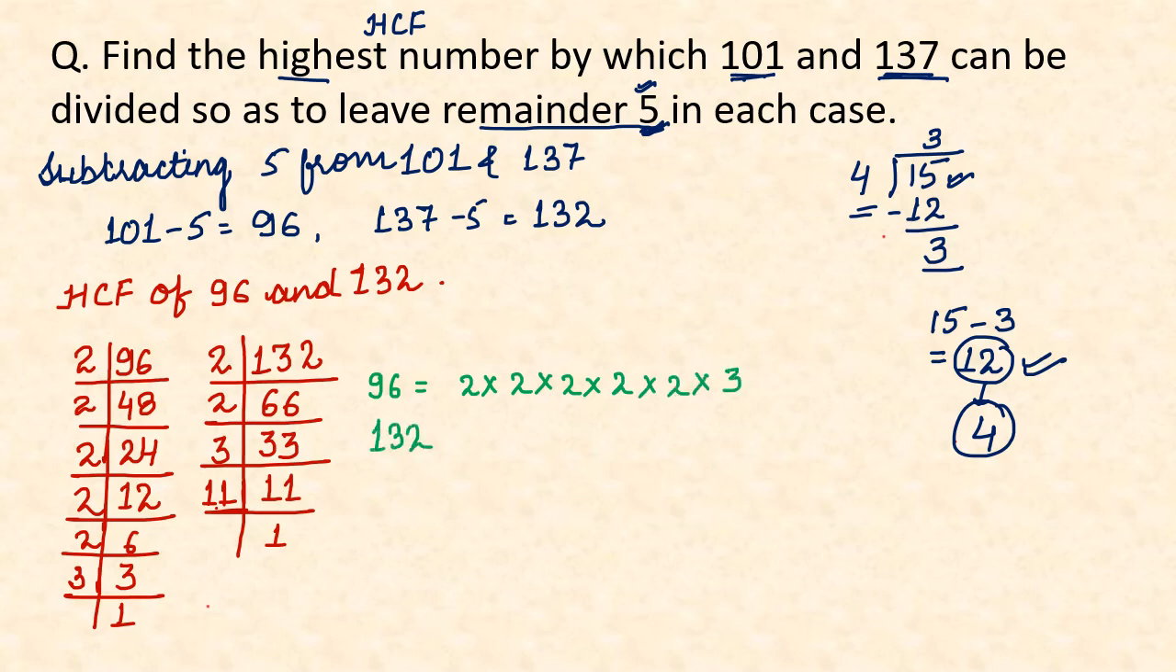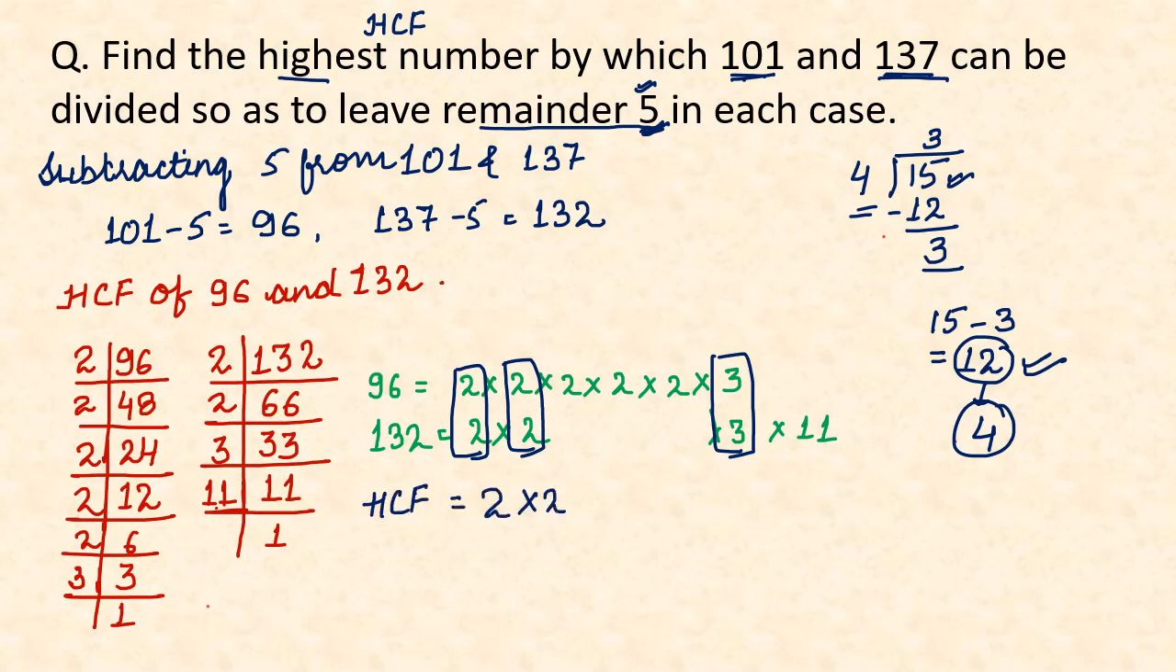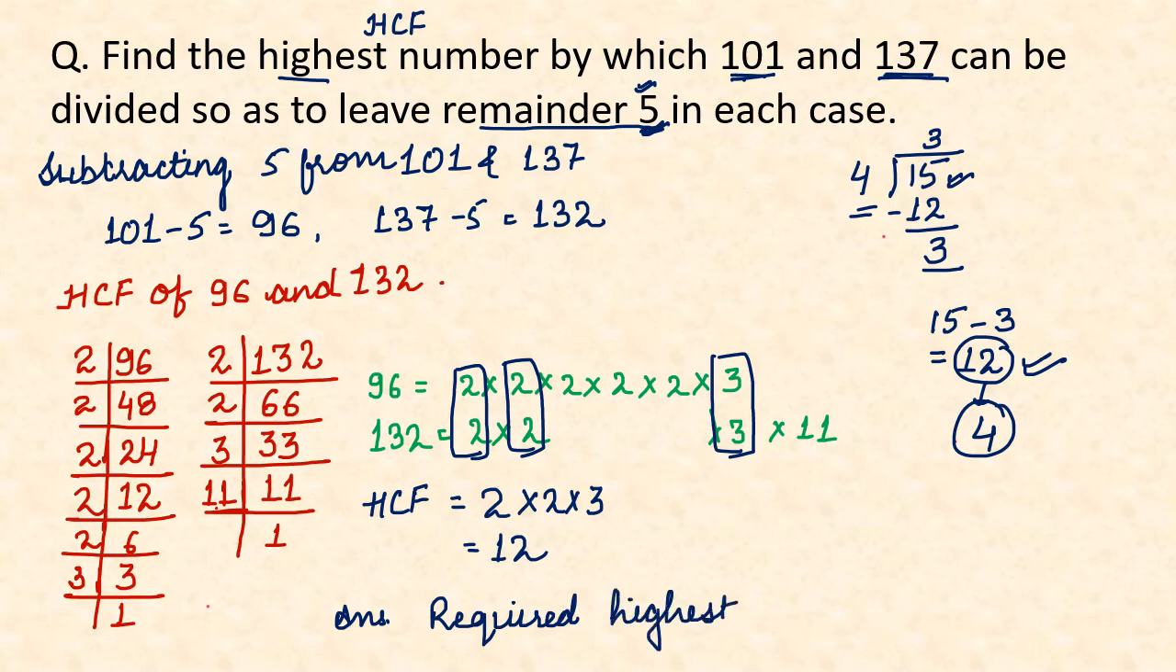132 is equal to 2 into 2 into 3 into 11. So here you can see a common group of 2, one more group of 2 and one group of 3. These are the common factors in the factors of 96 and 132. So HCF is equal to 2 into 2 into 3, which is equal to 12. Therefore, the required highest number is equal to 12. When we divide 101 by 12, the remainder will be 5, and 137 by 12, again it will give remainder equal to 5. So the highest number is 12.